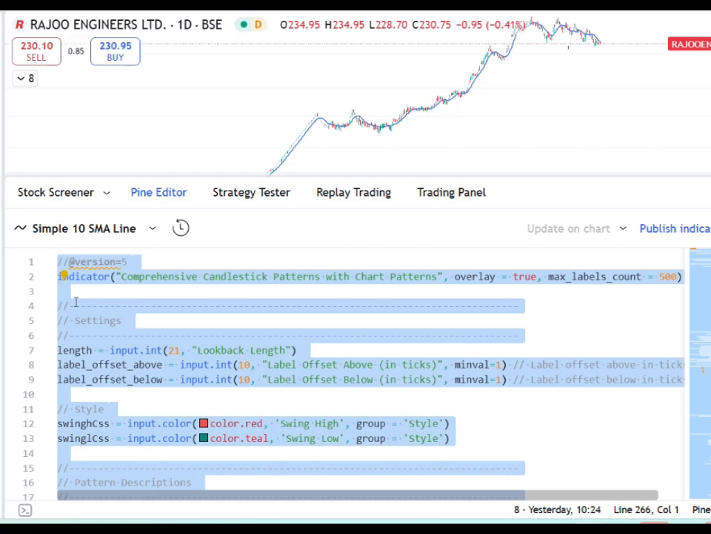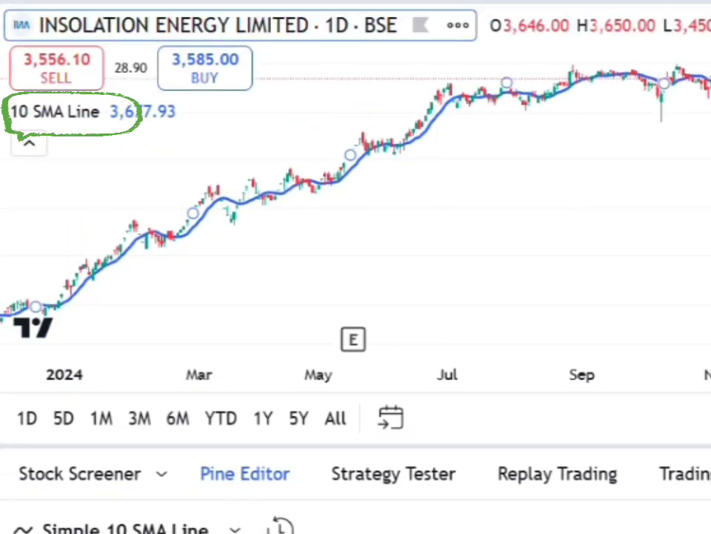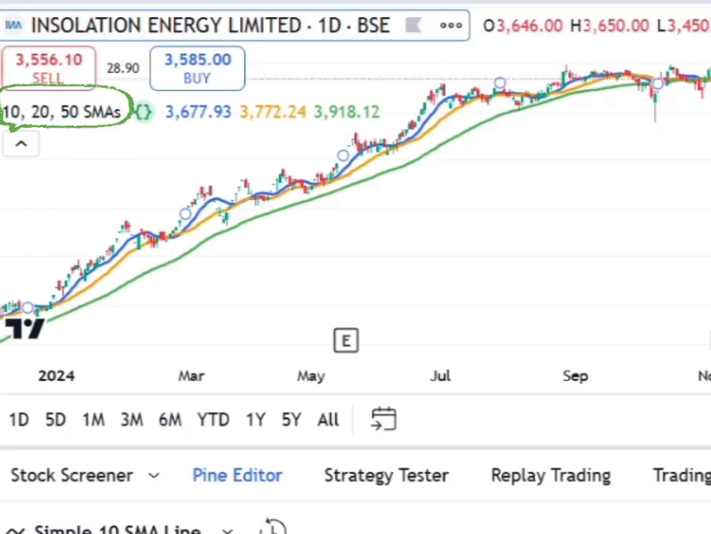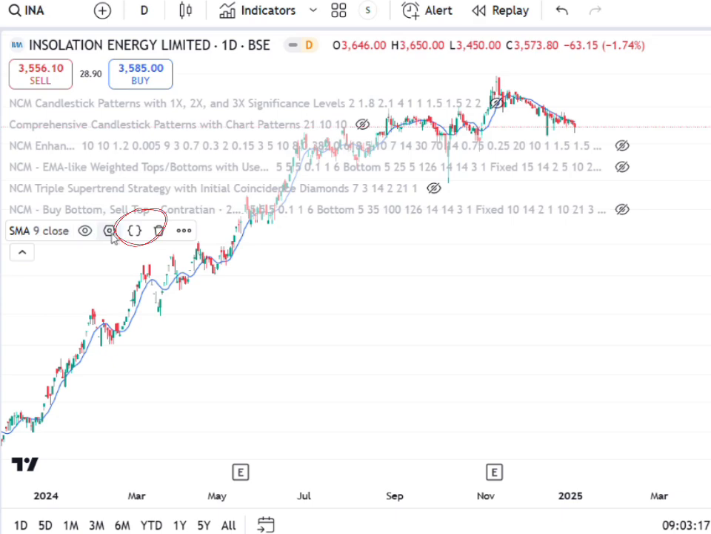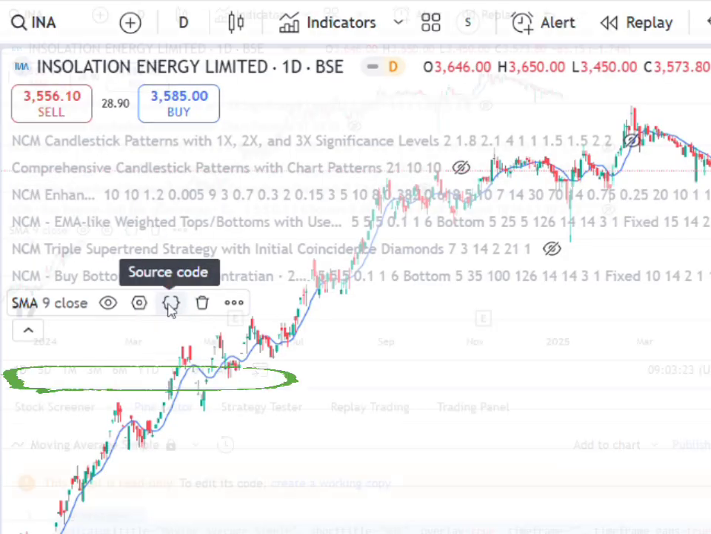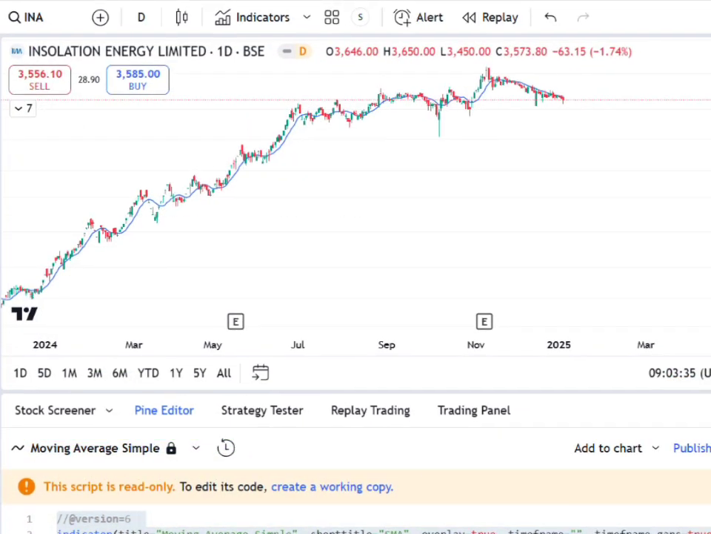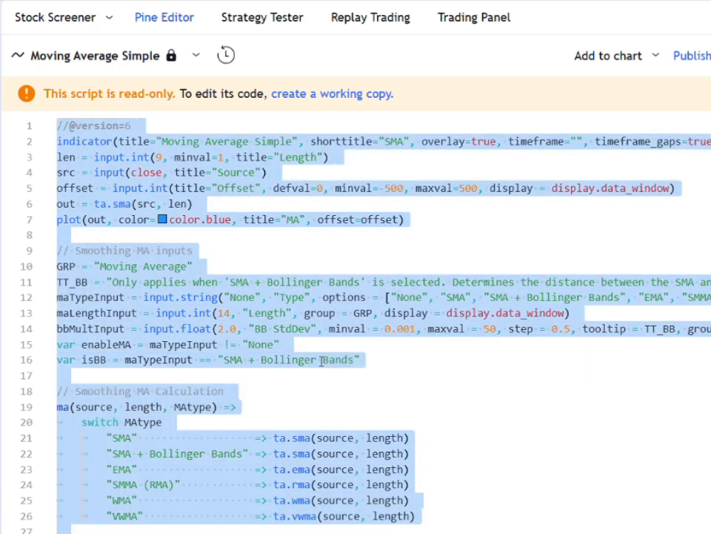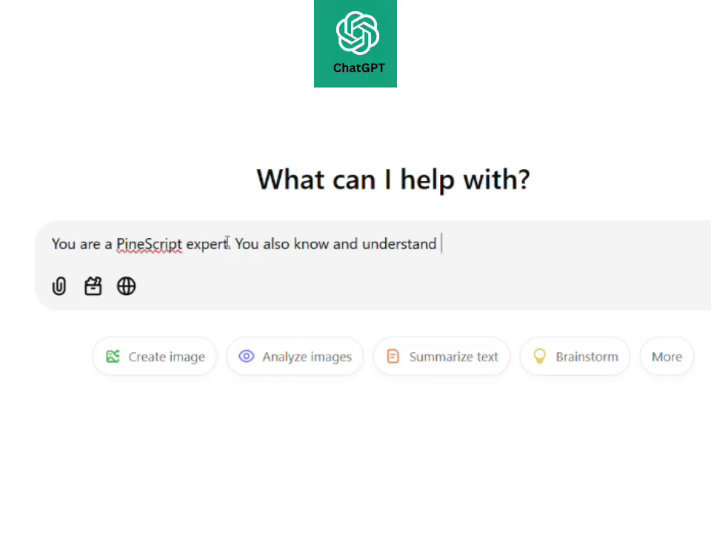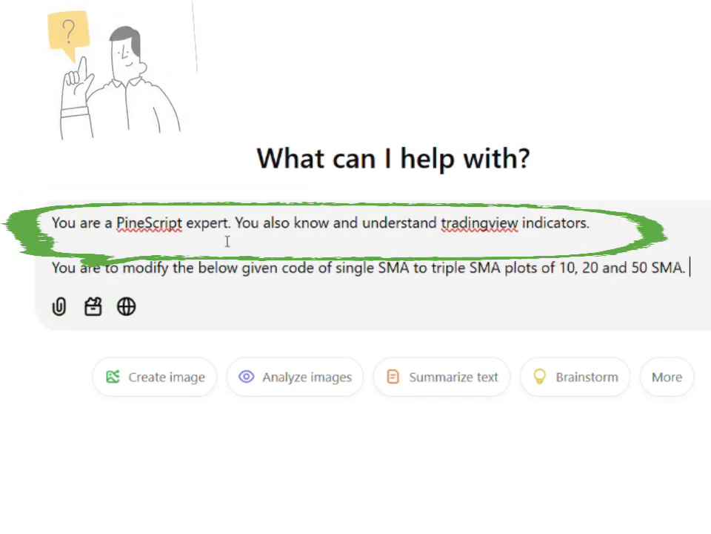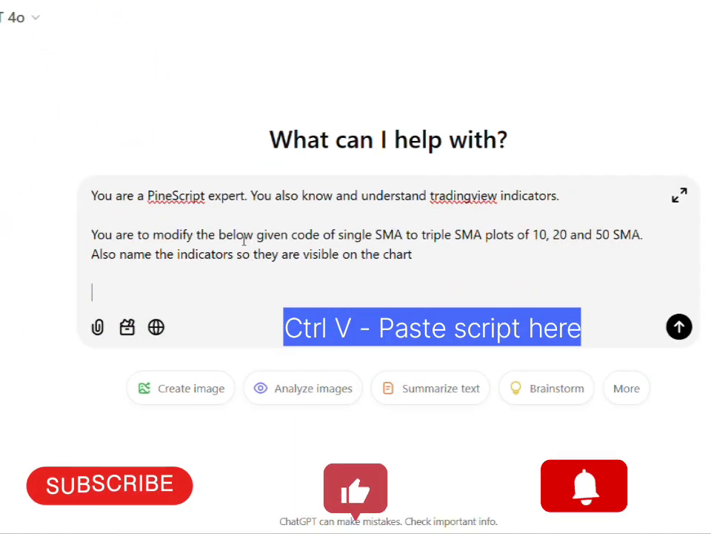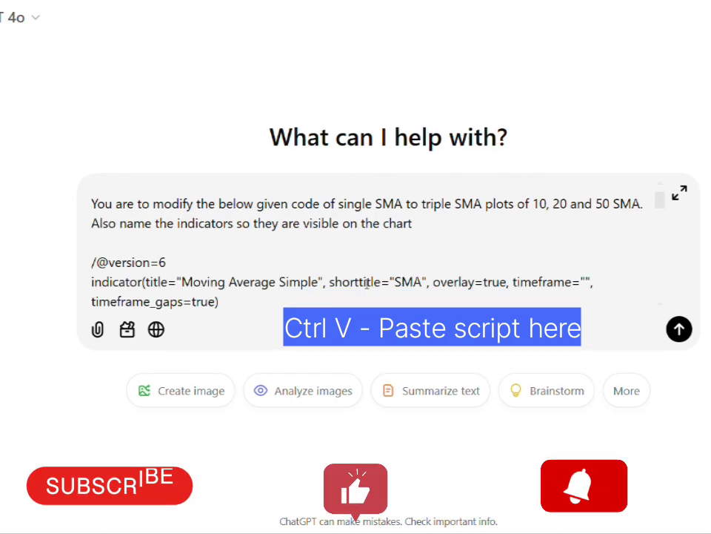As a first showcase, let's modify a basic 10 SMA to plot 10, 20, and 50 SMAs together. Instead of writing the entire script from scratch, I have copied the original 10 SMA script and asked ChatGPT to modify it to my requirements. This is a very simple but effective way to kick off because you are making small, manageable tweaks while also seeing the impact immediately. Over time, you'll get to understand how to prompt ChatGPT for PineScript coding much better.